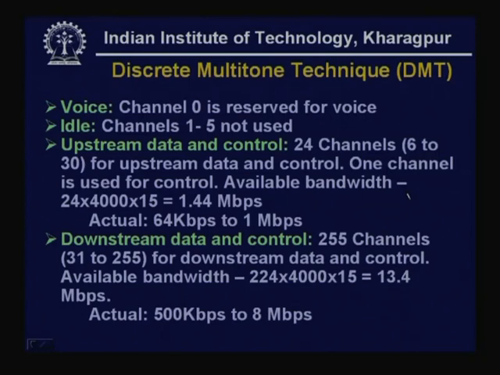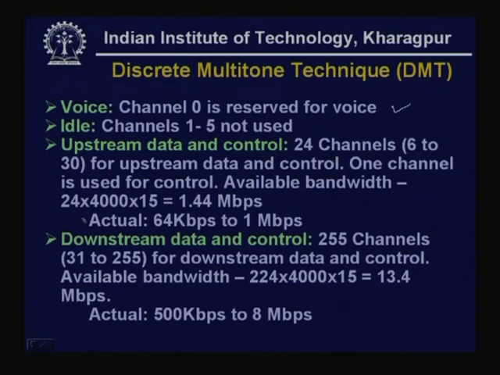Here as you can see, channel 0 is reserved for voice in this discrete multitone technique, and channels 1 to 4 are not used, idle, as I explained earlier. Then upstream data and control uses 24 channels from 6 to 30, and for upstream data and control, one channel is used for control. That means 23 are available for data transmission.